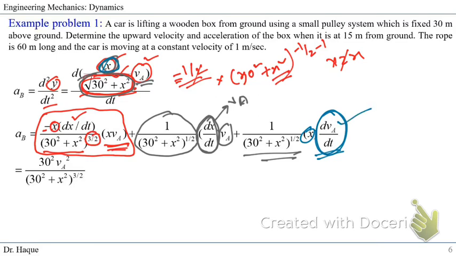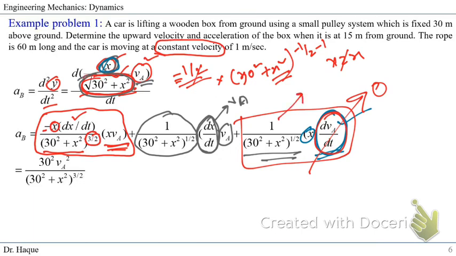Now the thing is, how do we simplify this equation? We have found the three big terms from taking the derivative of this velocity. If you see this term here, dVA over dt is the acceleration of A. Now the question says the car is moving at constant velocity, so this term becomes 0, meaning this entire term is 0.